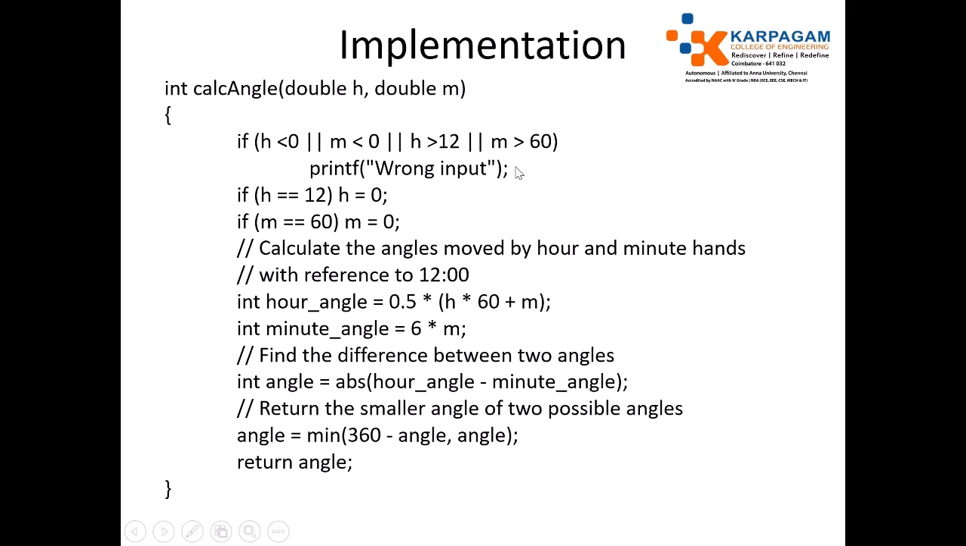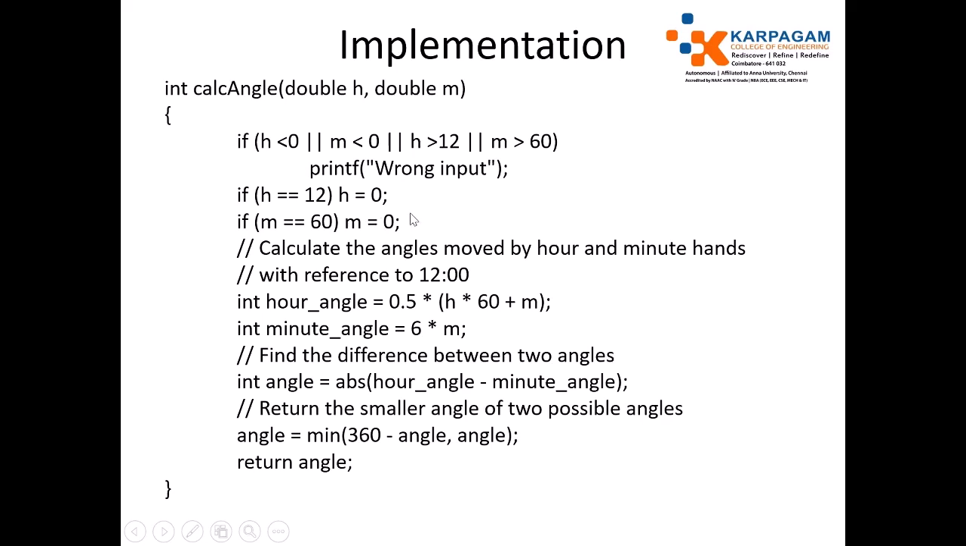You can handle invalid input by checking this condition: if hour is less than 0 or minute is less than 0 or hour is greater than 12 or minute is greater than 60, just say it is a wrong input. If hour equals 12, set h equal to 0, and if minute equals 60, set minute equal to 0, because hour equal to 12 means starting from 0 angle, and minute equal to 60 also means starting from 0 angle.